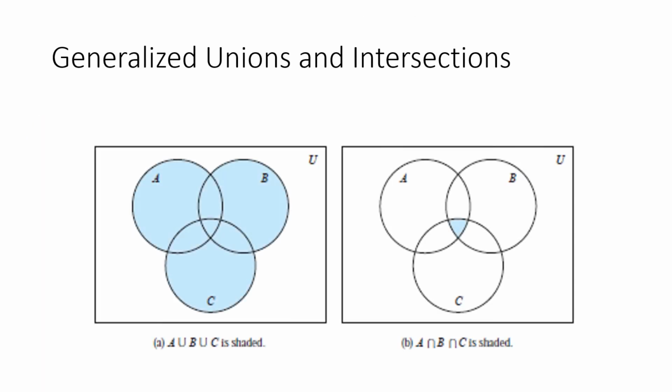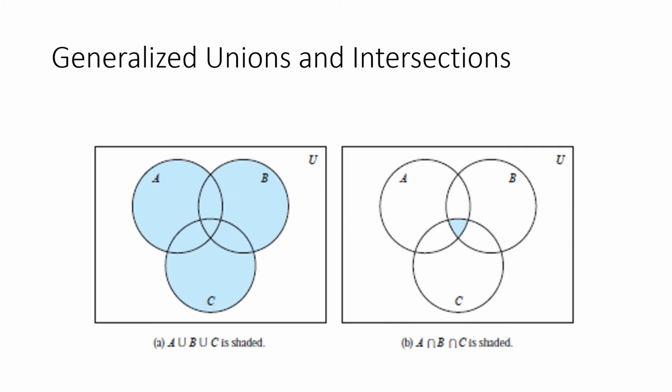So let's have generalized unions and intersections. Because the unions and intersections of sets satisfy associative laws, A union B union C and A intersect B intersect C are well defined. That is, we do not have to use parentheses to indicate which operation comes first.